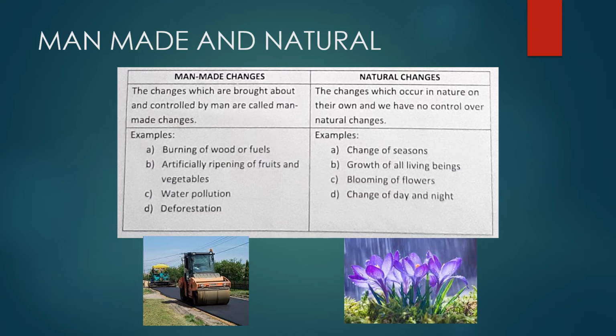Now there are certain examples of natural change. For example, change of season. This is occurring naturally. We don't have any control over it. Growth of living beings. Again, this is a natural change. It is not under human control. Then blooming of flowers, a natural change. Change of day and night is a natural change.